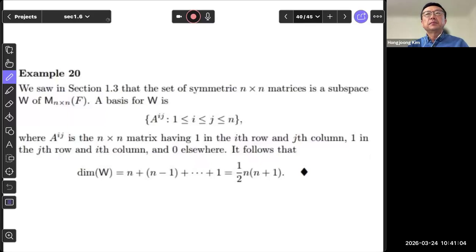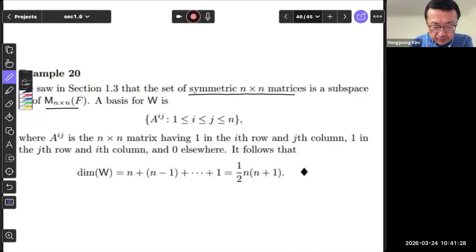Another example. We want to consider the same space, M sub n by n matrices. In this example, we want to consider some subspace W, which is defined by the set of symmetric n by n matrices. What is a symmetric matrix? Symmetric means the matrix and its transpose are the same.